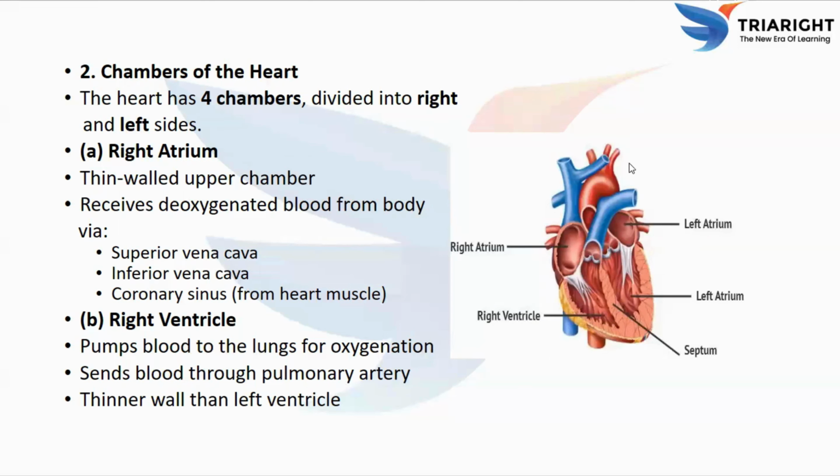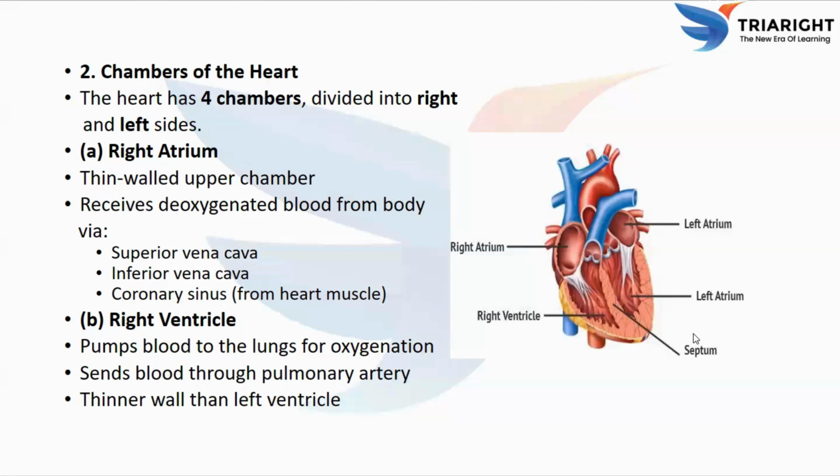So the right side deals only with the deoxygenated blood and sends it to the lungs for oxygenating. In this diagram, you can clearly see the blue areas; these are carrying the deoxygenated blood. The septum in the picture divides the right and left side of the heart, preventing blood from mixing.